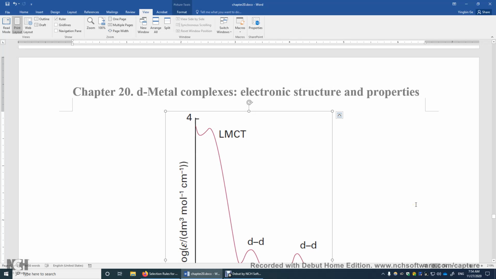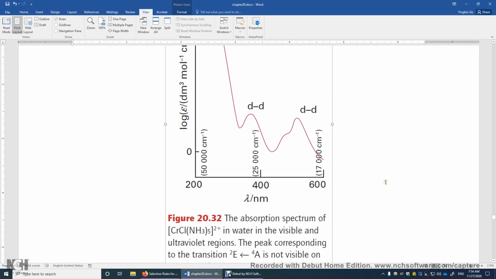Section 20.6 Selection Rules and Intensities. In this video, I will show you an example of LMCT transition.